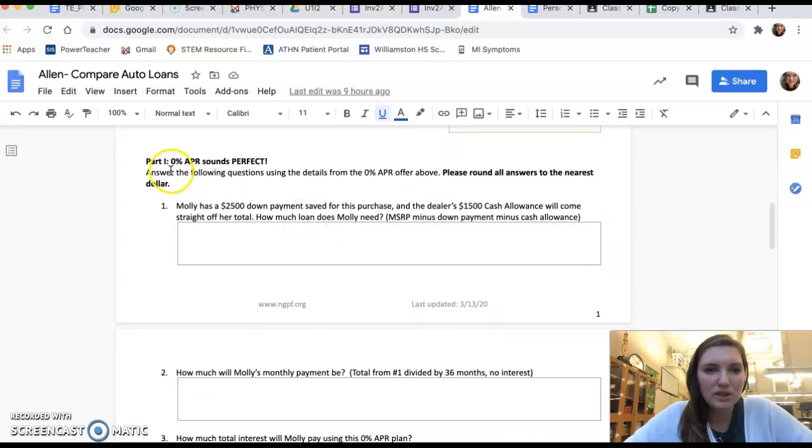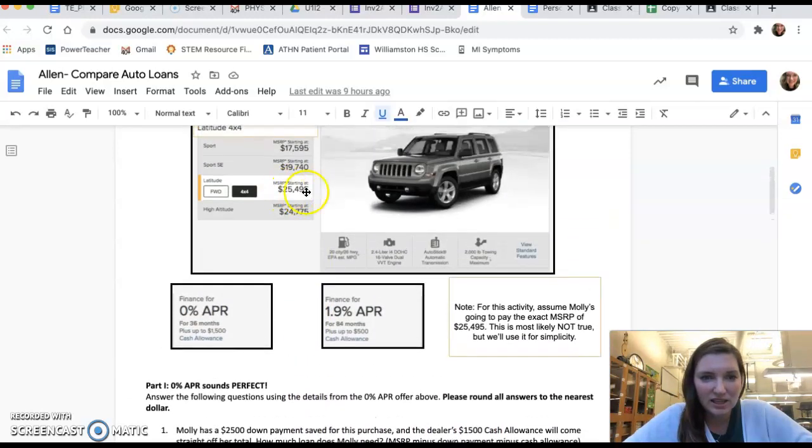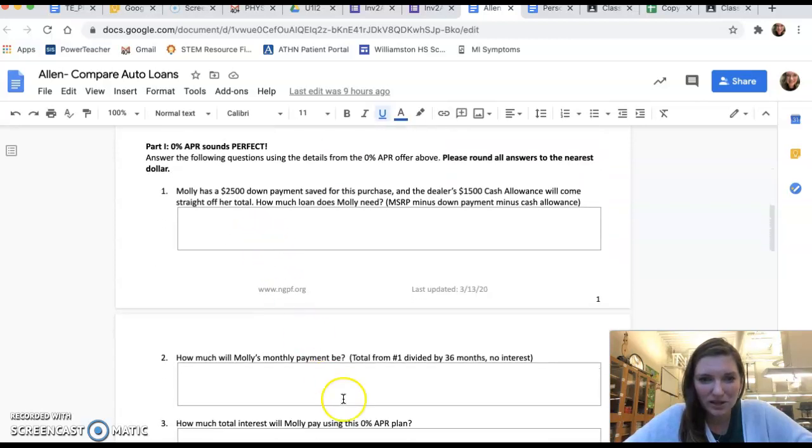So we're going to go through part one. She's like, 0% APR sounds great. I have a $2,500 down payment saved for the purchase. So it's going to be the manufacturer's suggested retail price minus the down payment of $2,500 minus the cash allowance of $1,500. You can just use your calculator there and calculate this amount minus $2,500 minus $1,500, and that's what goes here.